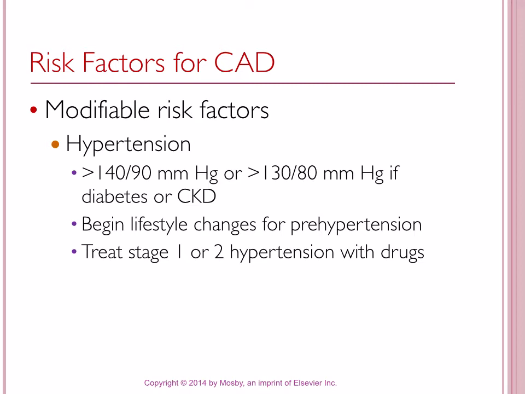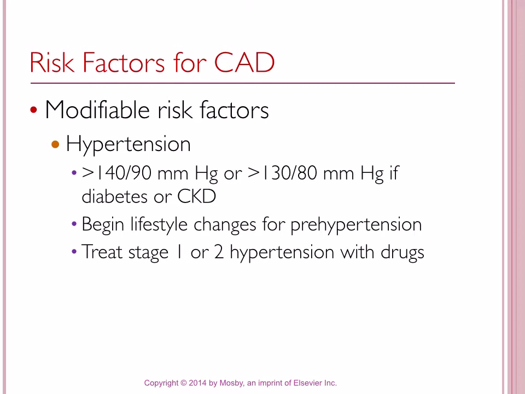The stress of a high BP increases the rate of atherosclerotic development. And this relates to the shearing stress that causes endothelial injury in the arterial walls. The therapeutic lifestyle changes should begin in people who already have prehypertension. And what is prehypertension? Prehypertension is BP of 120 to 139 systolic and 80 to 89 diastolic. Treat stage 1 or 2 hypertension with drugs. And most of the time they take drugs in combination, so you'll have more than one blood pressure drug.